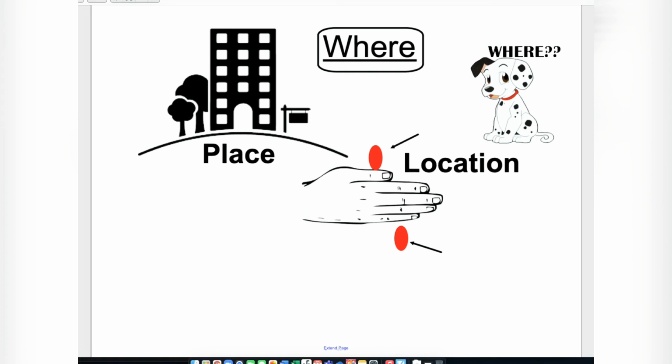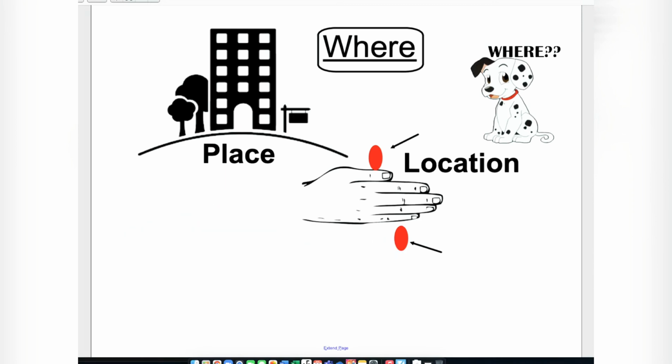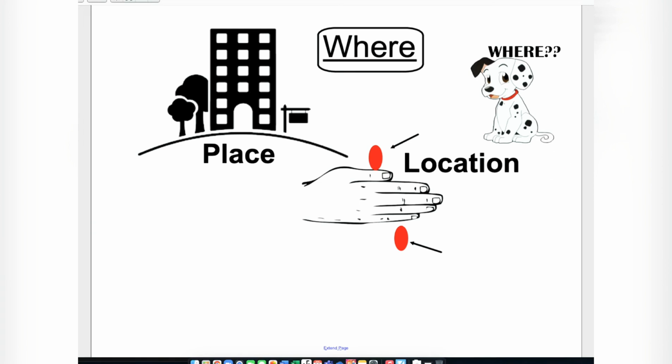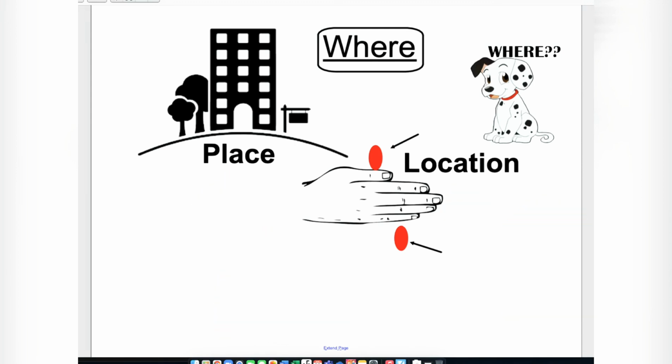And then obviously where has to do with a place. Is it at the school, or is the place at home, or is it at the playground? So I always have the jingle continue with say where, a place or a location.